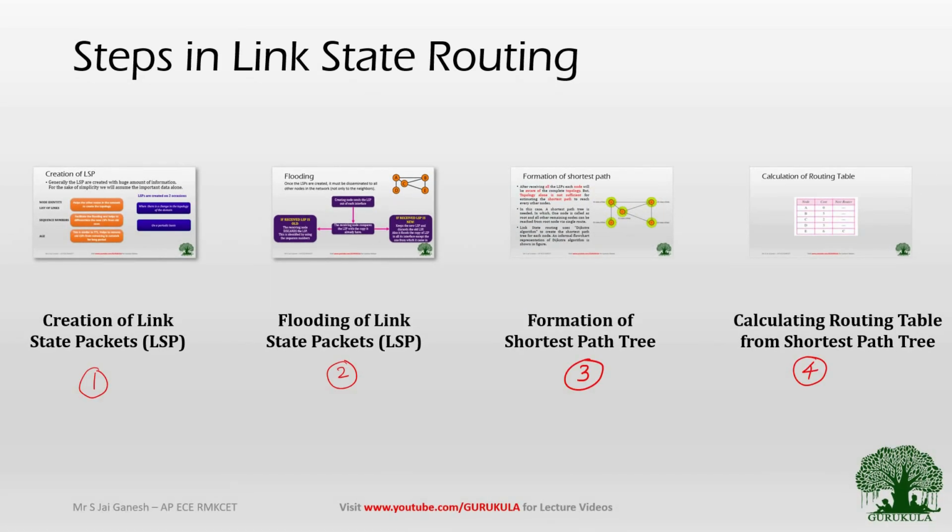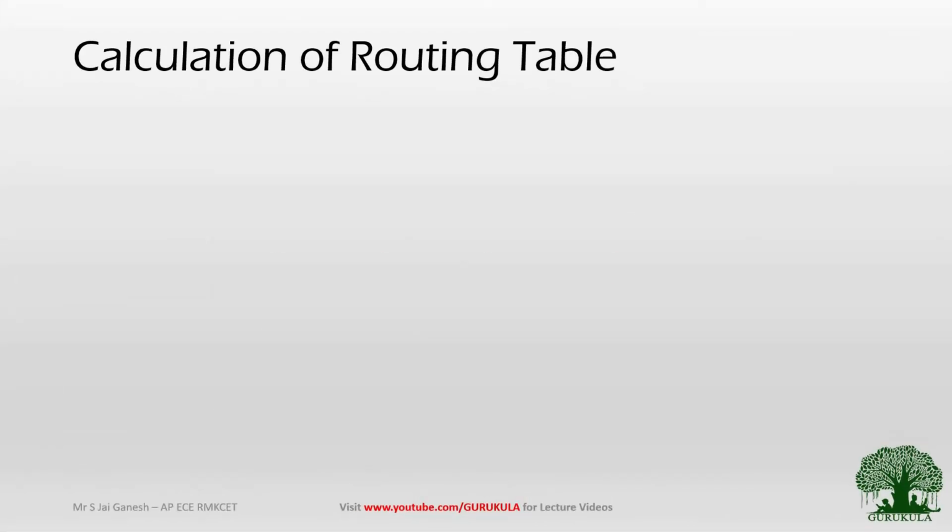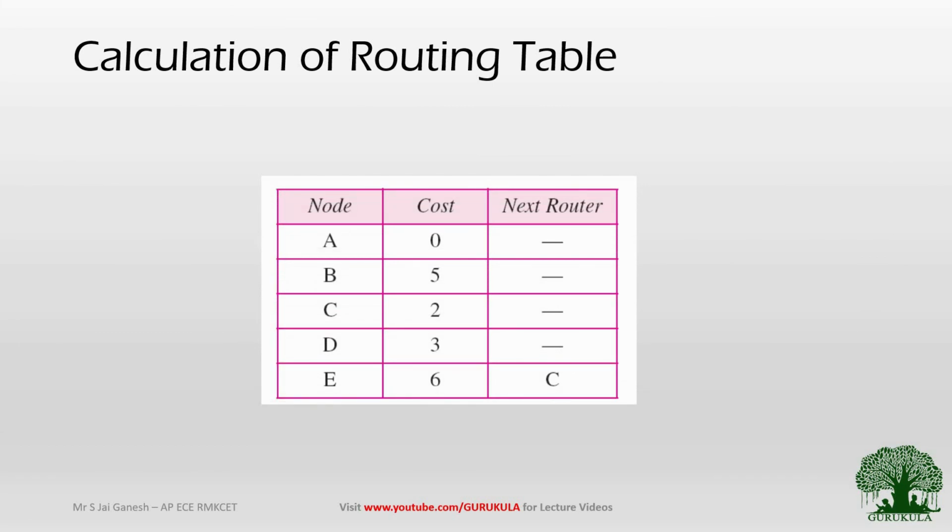So this is how the shortest path tree will be created, and with this the routing table can be easily framed. This is how the routing table will look like: this represents the destination, this represents the cost, and the third column represents the next router to which the packet has to be forwarded to reach the correct destination. This routing table will be exactly the same as the routing table we got in distance vector routing. So whatever algorithm we are following, the end outcome is going to be the same.